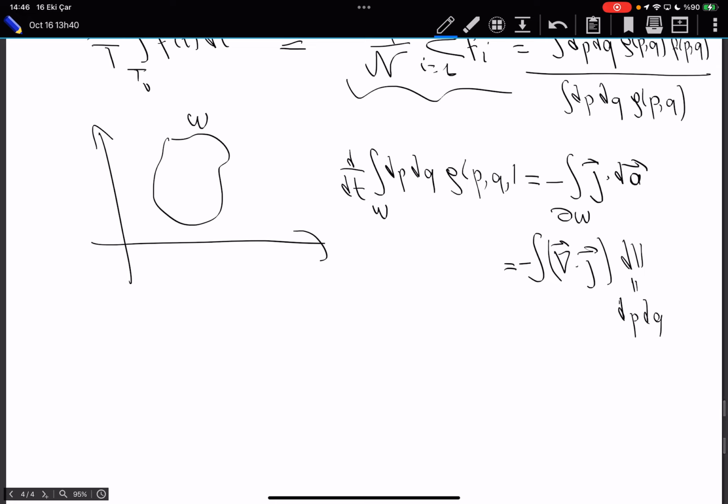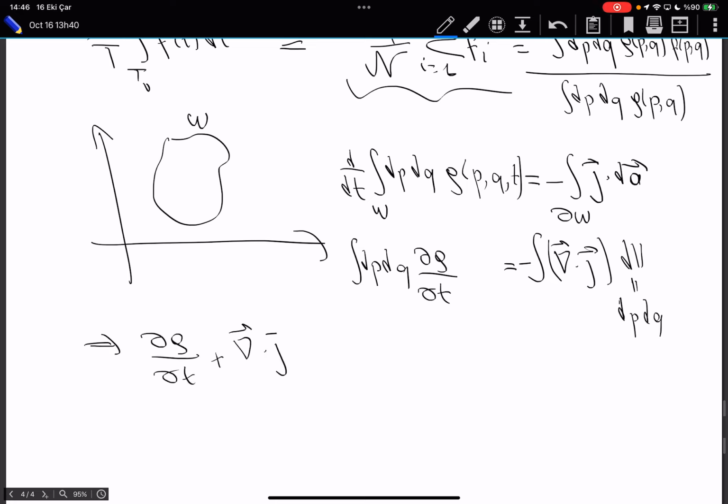Let me put the possibly explicit time dependence of rho. On the left-hand side, I'm not looking at a volume that is changing in time, I'm looking at a fixed volume, so the volume doesn't change. The only reason why the number of points in my volume can change is if rho changes. Which basically tells me that d rho by dt plus divergence of J should be equal to 0. Well, this is the famous continuity equation.